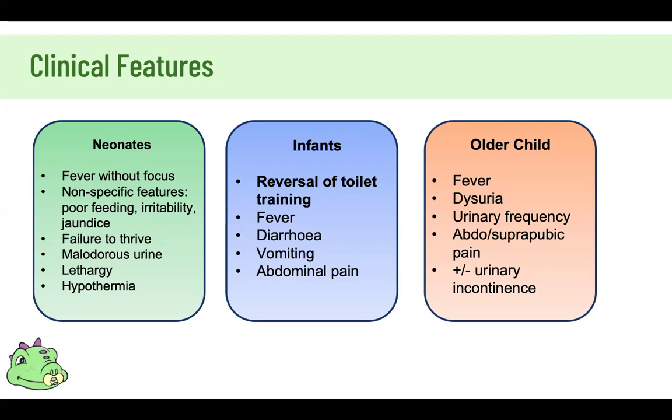In neonates, it's even more non-specific. So it can just present with a fever without any focal symptoms. And your main non-specific features would be things like poor feeding, irritability, jaundice, failure to thrive, or weight loss. Malodorous urine would probably be your biggest tip-off. But essentially, the way that most of these are diagnosed is that there'll be a fever in a neonate, and they'll do a urine MCS as part of a general sort of checkup.